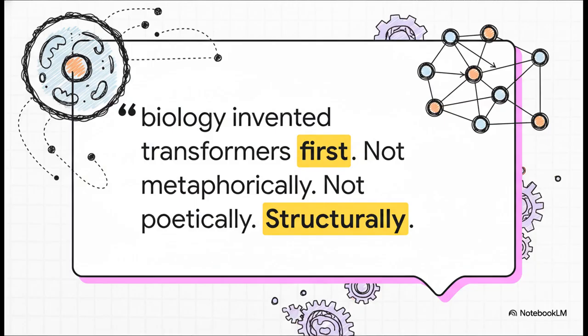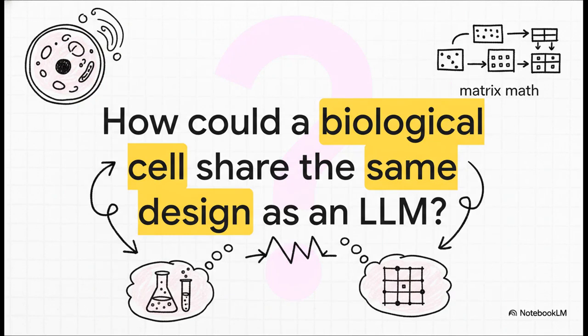The argument we're digging into today isn't some cute analogy. We're not talking poetry here. The idea is that the actual structural information architecture of a biological cell is the same as an AI transformer. It sounds completely nuts, right? I mean, how can a bunch of wet, squishy chemistry inside a cell possibly be running the same playbook as a supercomputer crunching matrix math? Well, that's the mystery we're going to solve.